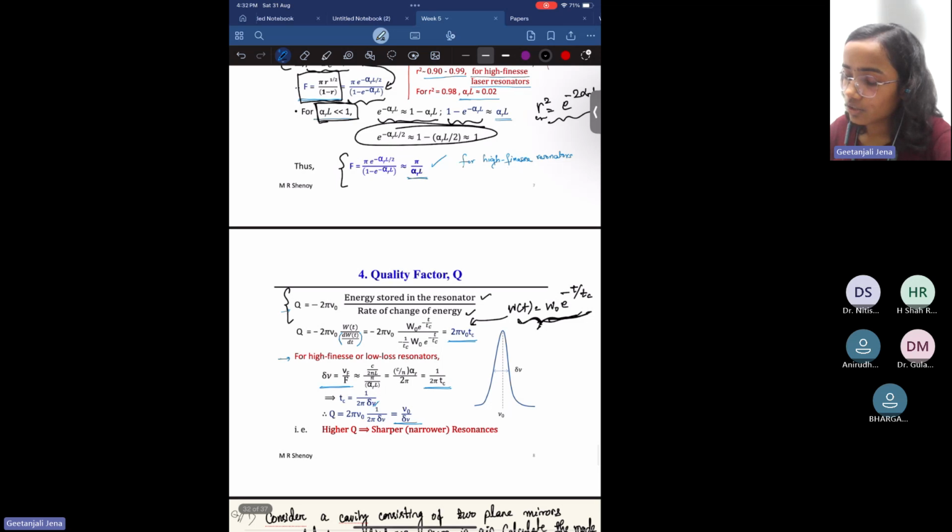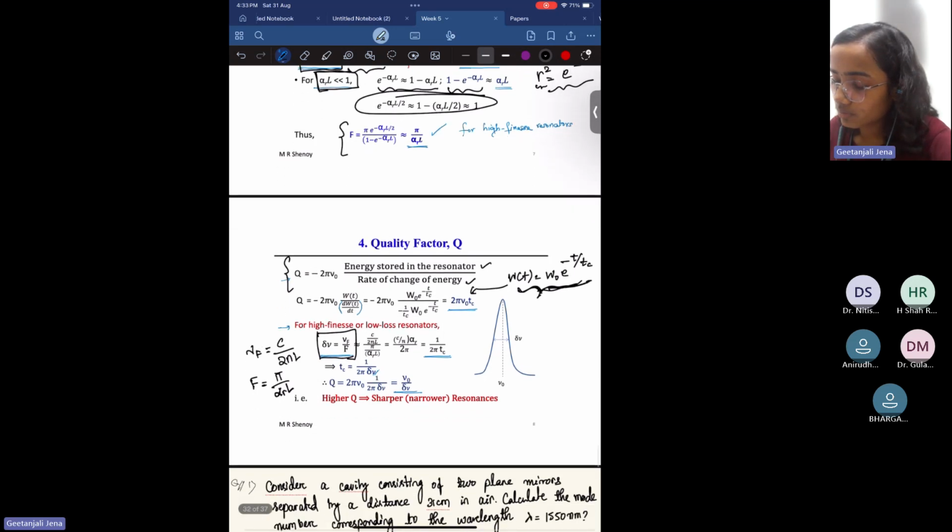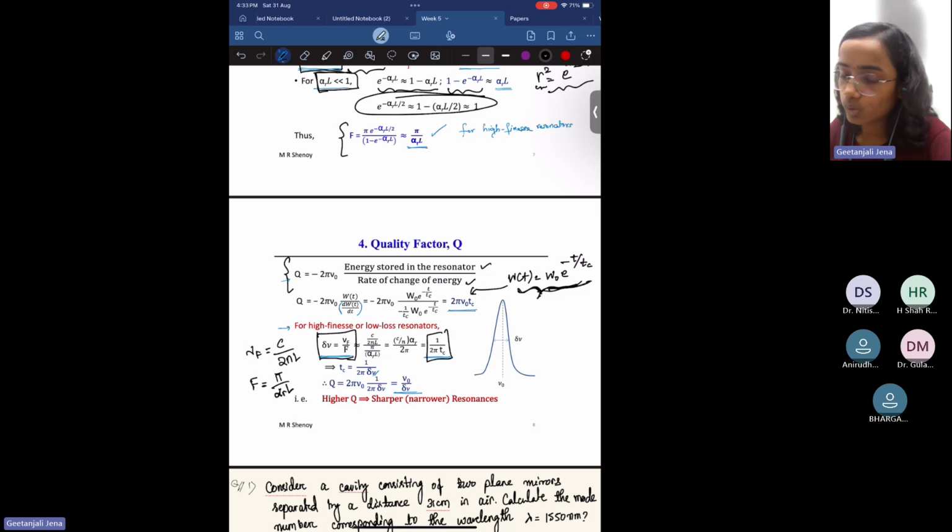And for high fineness, delta nu, we have already seen, is nu F by F, where nu F is the free spectral range, equal to C by 2 n L. And F for high fineness is pi by alpha R L. You have to remember this relation. From that, if you put it here, you can easily find delta nu, the line width of the resonance. It is 1 by 2 pi Tc. Here we can also relate how the cavity lifetime is related to the line width of the resonance, given by 1 by 2 pi delta nu.